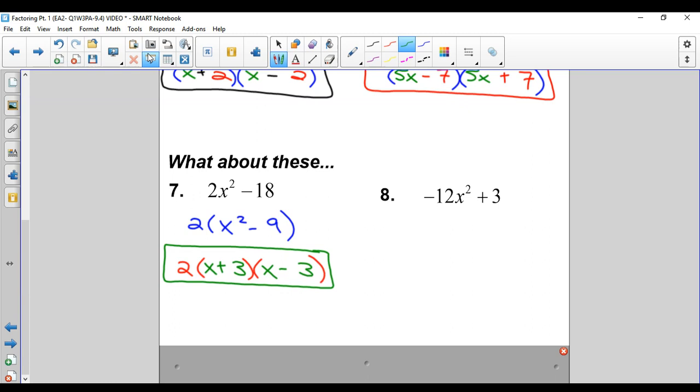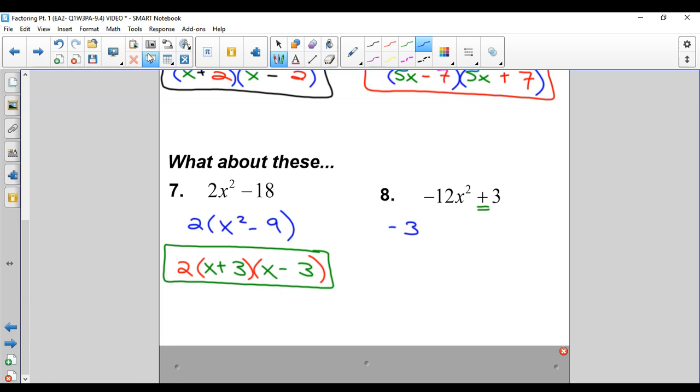Same deal with number 8 here. We have two terms. We don't have subtraction in the middle, but wait on that. We also don't have perfect squares. Again, wait on that. We do have a GCF, just like the last problem we did. What's the GCF between 12 and 3? Well, it's 3.